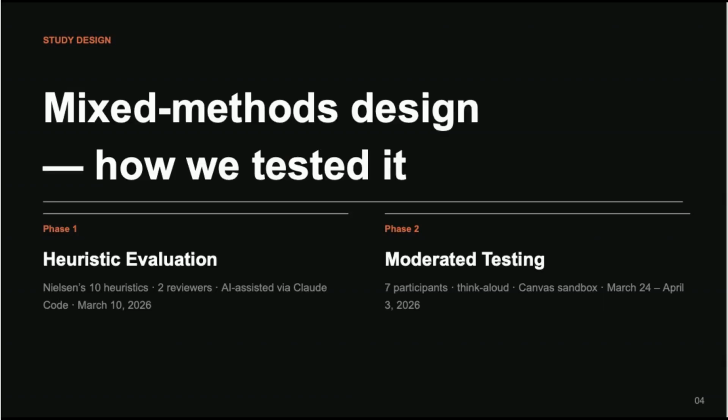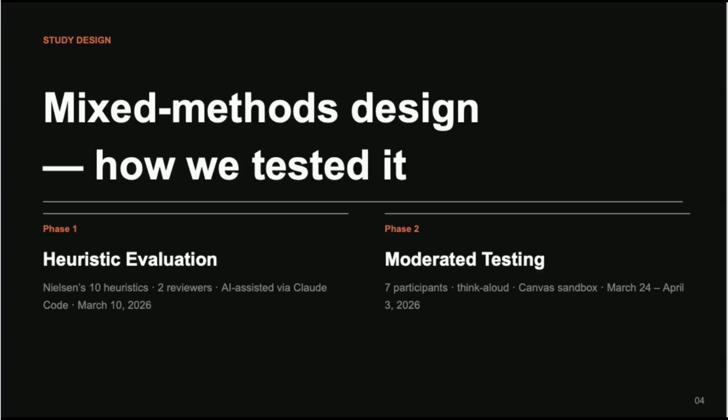Our study was organized into two phases. In Phase 1, we conducted a heuristic evaluation where two team members independently reviewed the interface using the Nielsen-Norman Group worksheet. I also ran an AI-assisted review using Claude Code. This gave us an additional technical perspective since Claude Code had supported parts of the prototype development.